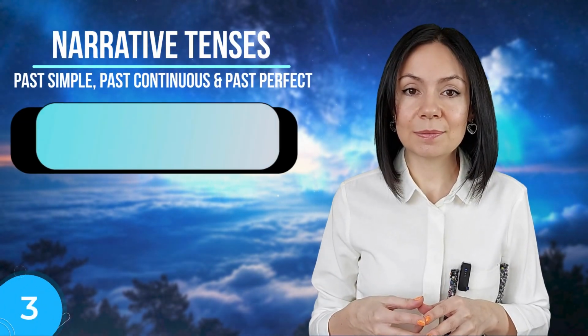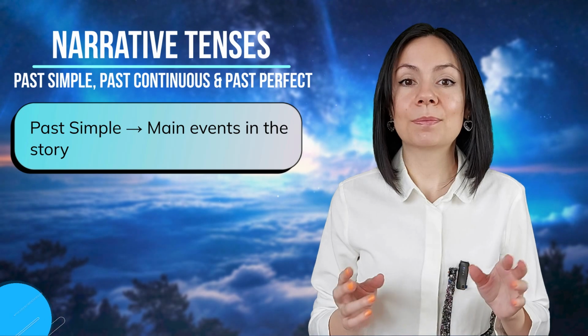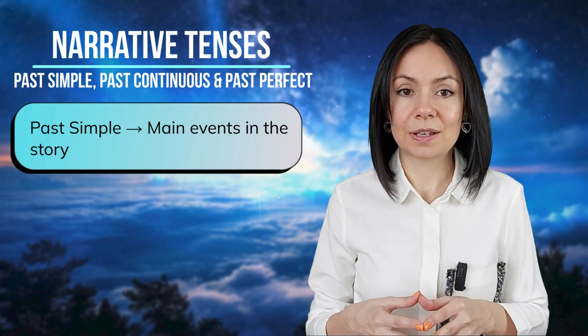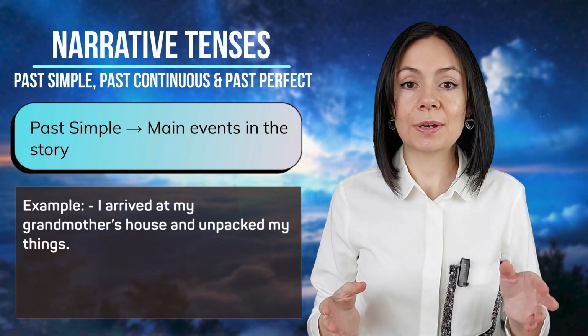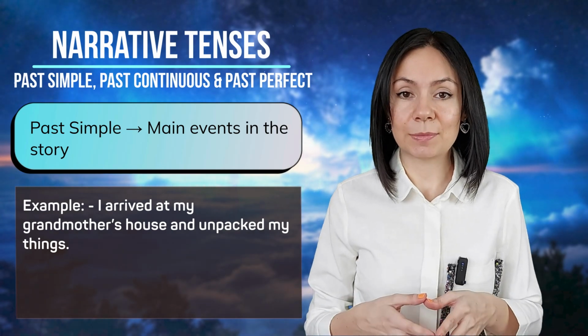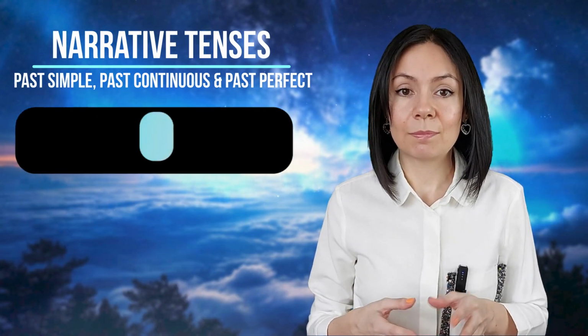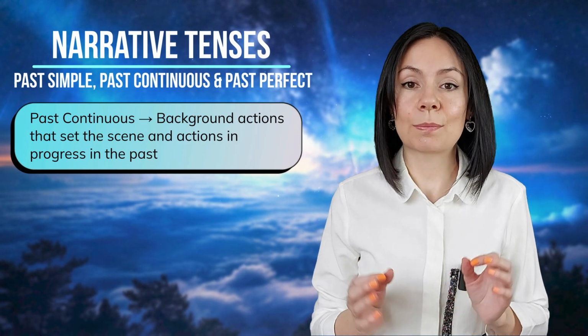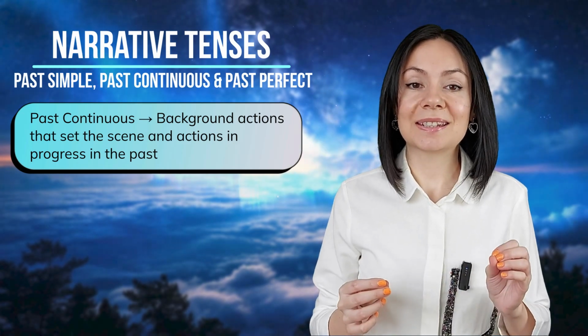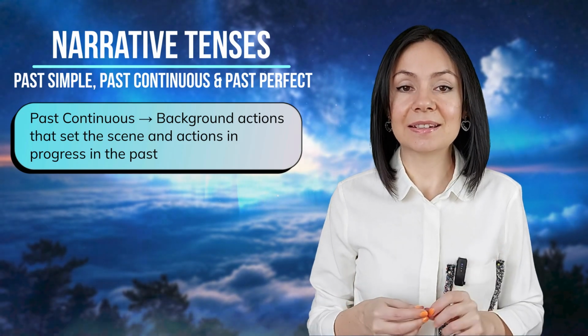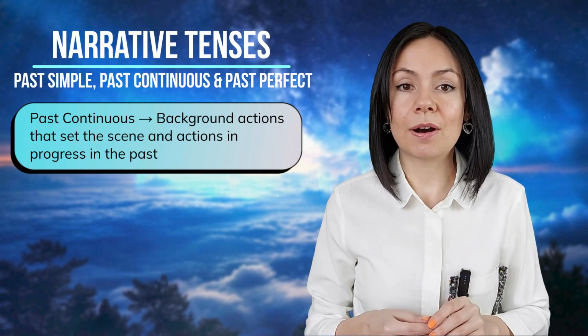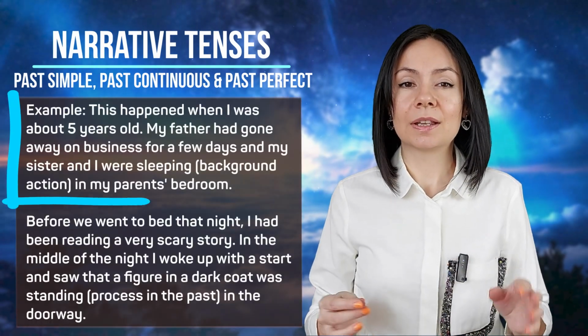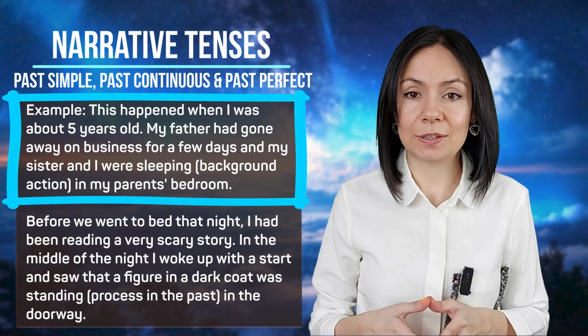Let's move on to the so-called narrative tenses. Past simple is used for the main events in the story. For example, I arrived at my grandmother's house and unpacked my things. Past continuous is used for background actions that set the scene and actions in progress in the past. For example, this happened when I was about 5 years old.